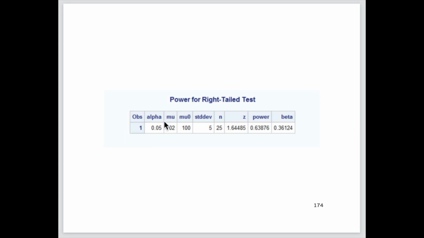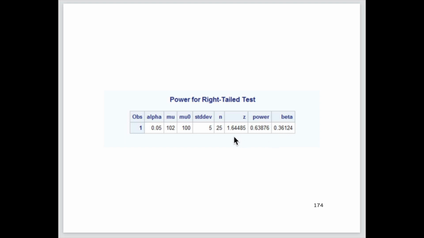The value at which we're evaluating power is 102. The hypothesized value is 100. The standard deviation is set to be 5. And we're using a sample size of 25. Then we get a power equal to 0.63876 and then a corresponding beta of 1 minus that, or 0.36124.